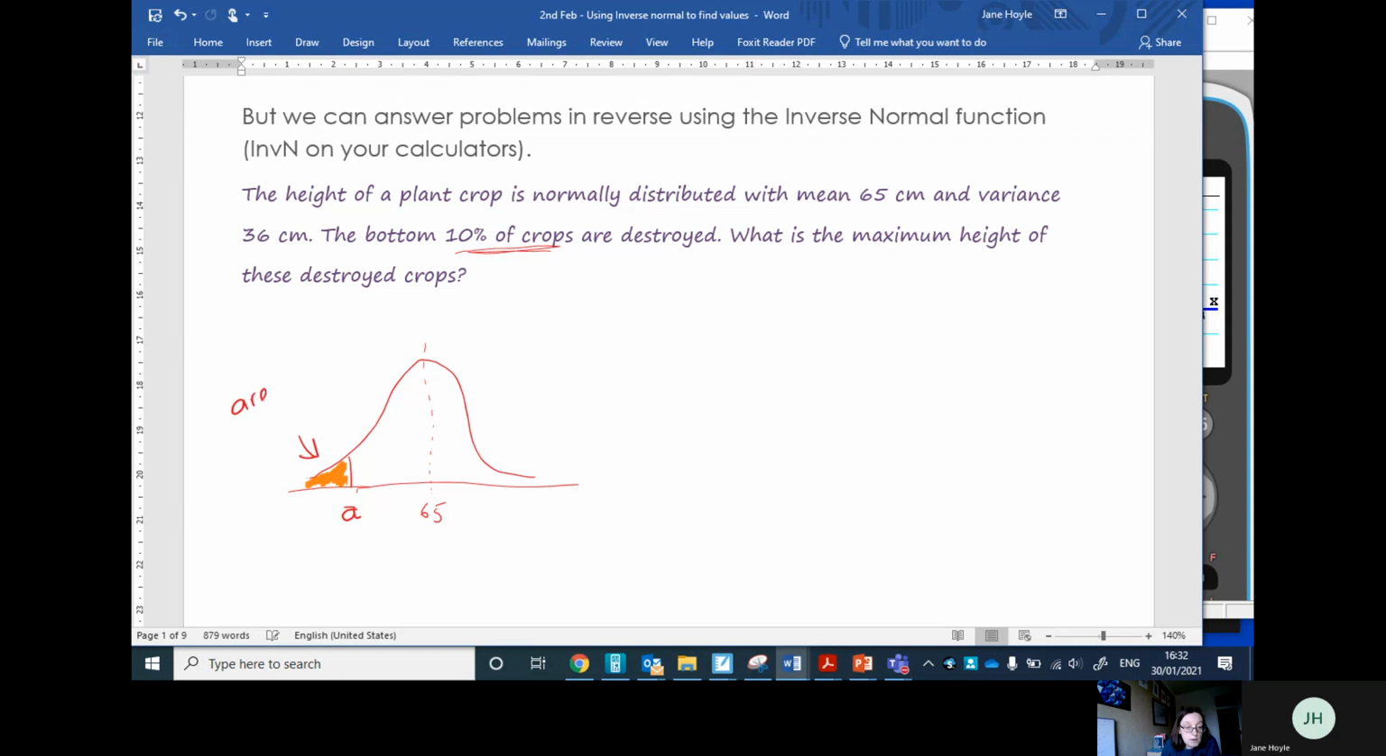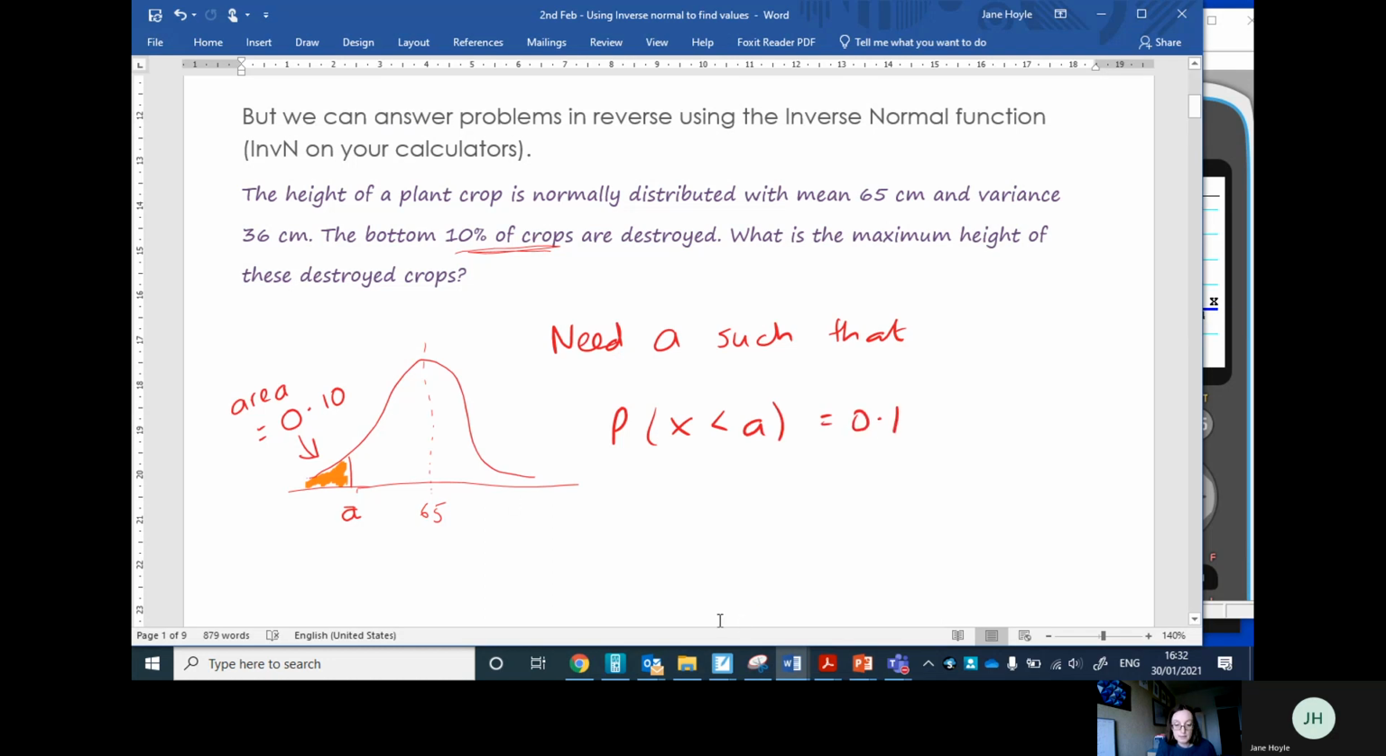So you'll see that when we go onto the inverse menu, it actually gives us the area. It doesn't talk about the probability, but we know that this is effectively a histogram. Area represents frequency for a histogram, area represents probability here. So we need to find A such that the probability that X is less than A is equal to 0.1.